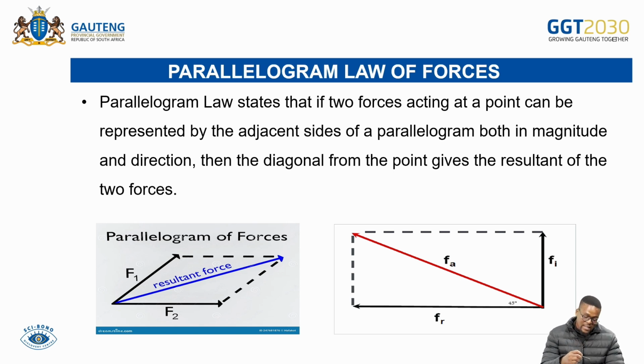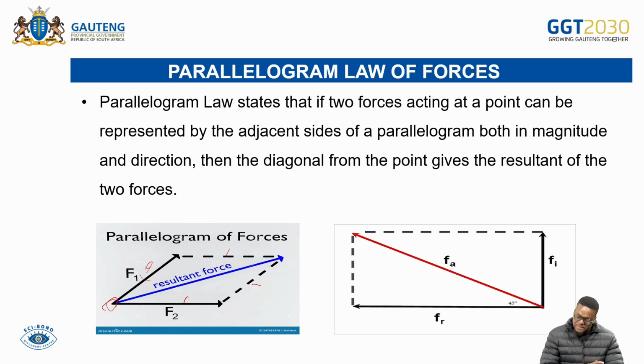So if you are looking at this diagram here, we've got F1, which is acting at an angle with F2. So we don't know the angle that they are acting on. And then what we know is that we have to complete the parallelogram, right? So we are saying these two opposite sides must be equal. And then these ones again must be equal. And then what do we do? From the origin where you started drawing your first vector, you go straight up until the last corner, right? And then that will give you the resultant.